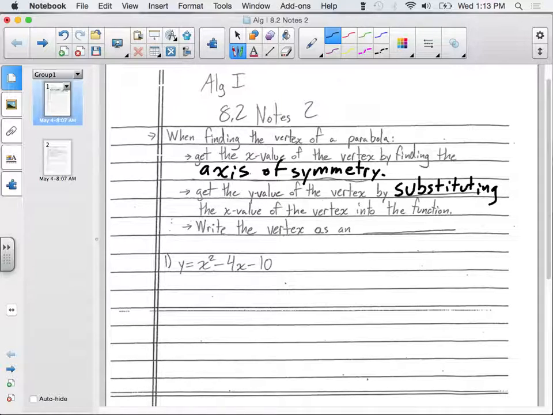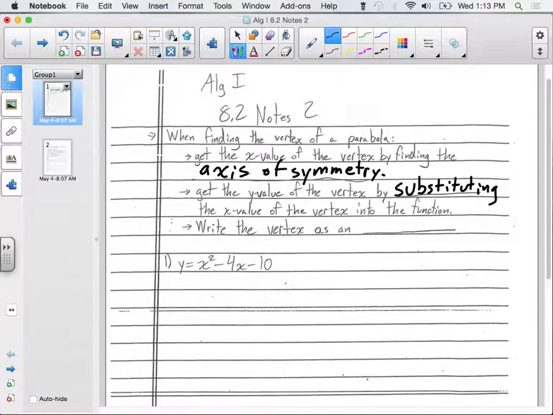Substituting. Right, so when we find our axis of symmetry, we're finding the equation for the line of our axis, but we're also finding the x value for our vertex. And since it is an x value, you can treat it like all other ones and just plug it straight into our function.